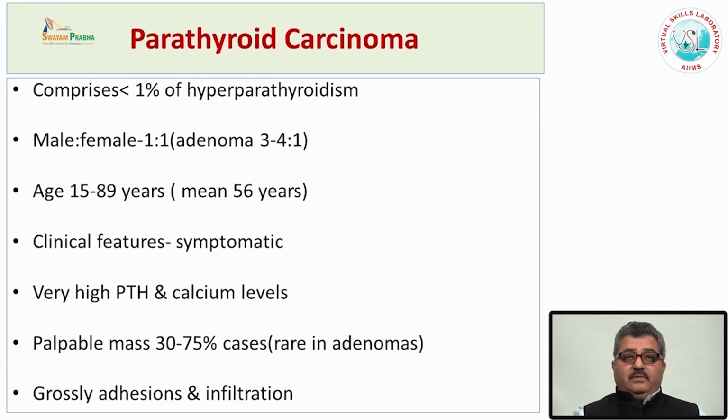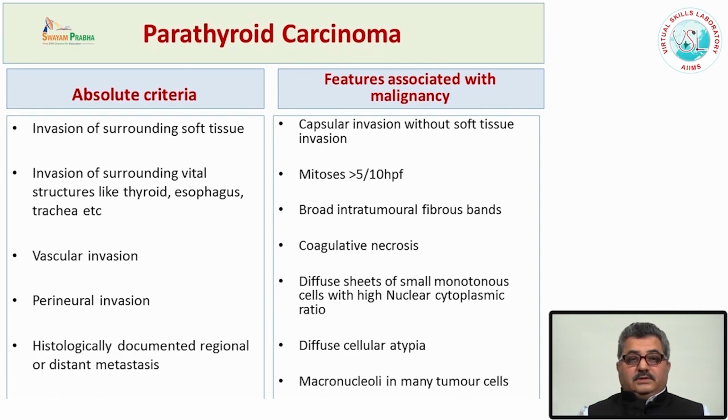Most of the time, the adenomas of the parathyroid are not palpable, but 30 to 75% of the carcinomas are palpable, and grossly the surgeon finds adhesions and infiltration into the surrounding tissue. Parathyroid carcinomas are difficult to differentiate from adenomas, and there are some criteria which have been proposed. There are some absolute criteria, and there are some features which are associated with malignancy. The most important absolute criterion for the diagnosis of parathyroid carcinoma is invasion of the surrounding soft tissue.